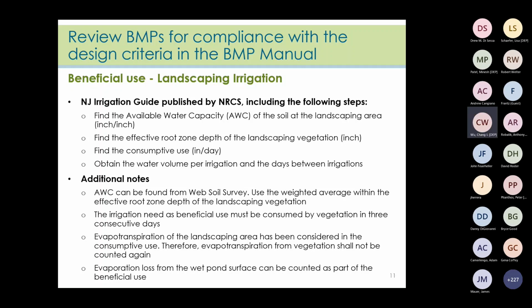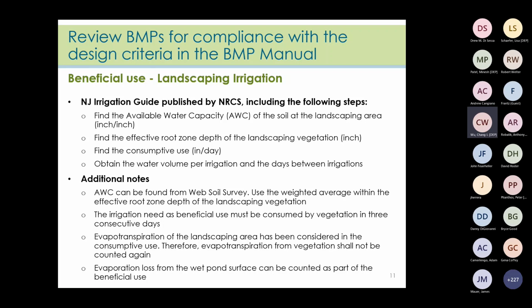And then the second step is to find the effective root zone depth of the landscaping vegetation. Different grasses have different root zone depths, but for example, bluegrass normally is 6 inches. So you find the effective root zone depth. And then you find the consumptive use in the NJ irrigation guide. It has 0.2 inch per day for the irrigation use.